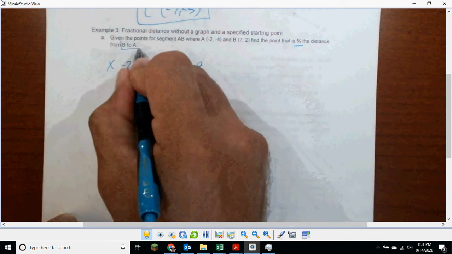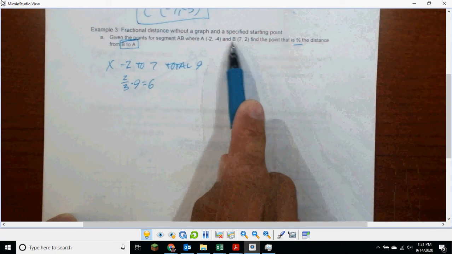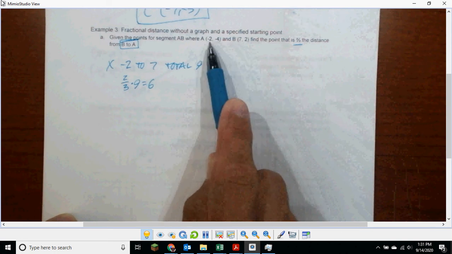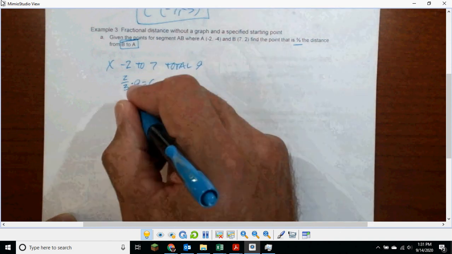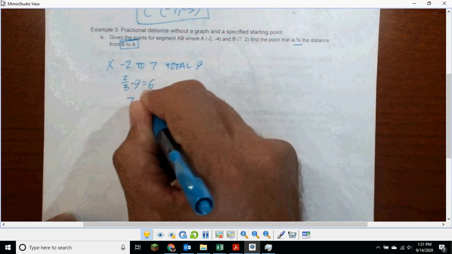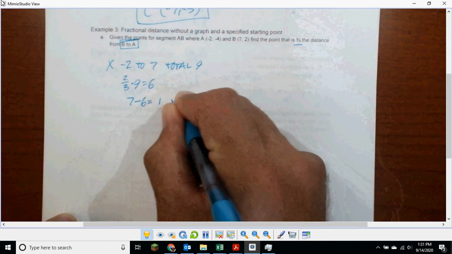Now, I'm going from B to A. So I'm going from 7 to -2. So I'm going to go 2/3 the distance from 7 to -2. So 7 minus 6 gives me 1. So my x is at 1.